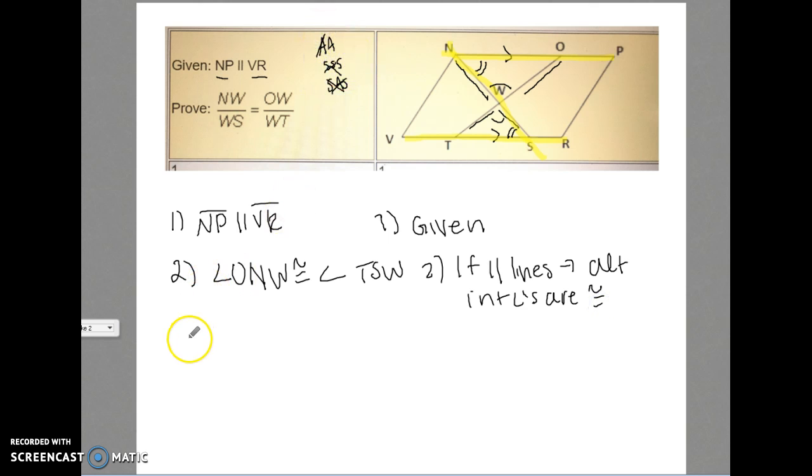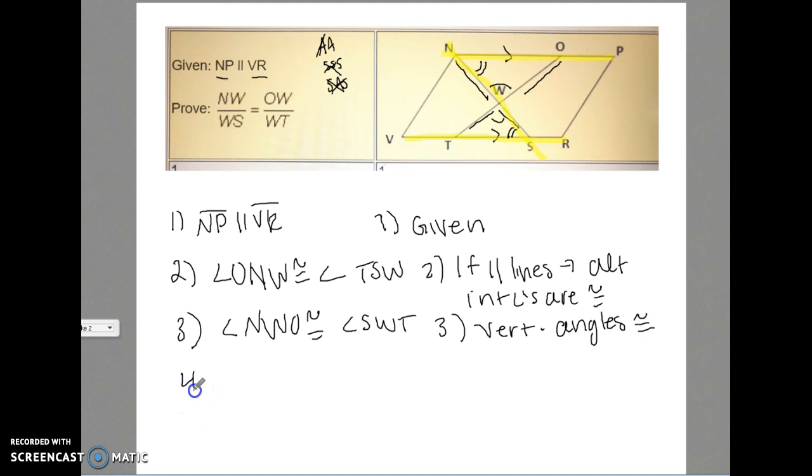So what's the other angle that we chose? I marked those off to show what I've done in my proof. And I proved these vertical angles right here. So let's just name those vertical angles. Angle NWO is congruent to SWT. And that is because vertical angles are congruent.